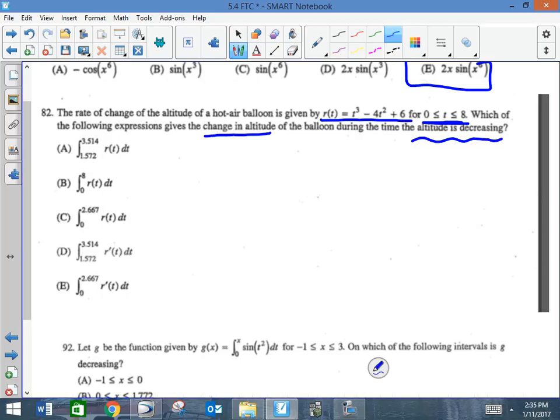This would be not calculator. Wait, 82. Oh, the first part's no calculator. You can use the calculator on that, sorry.